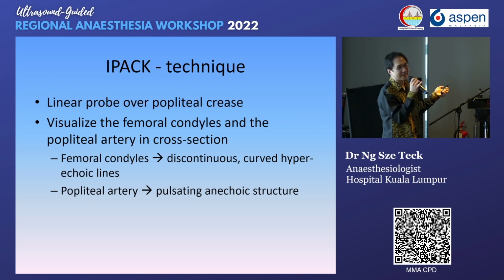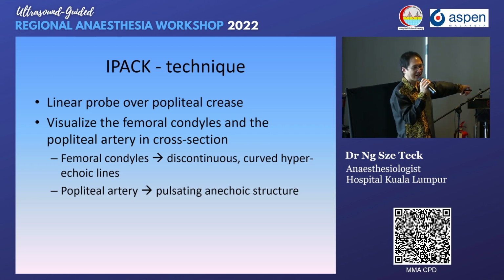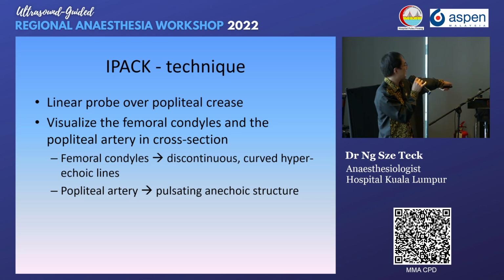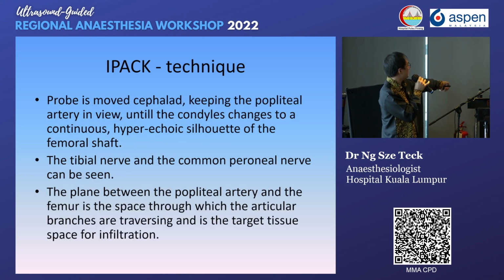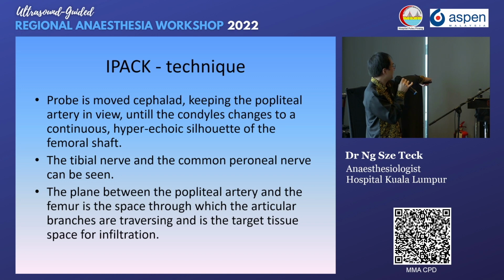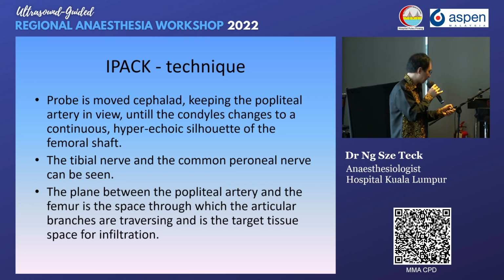Okay, so the first technique they describe is you put a probe over the popliteal crease to visualize the femoral condyle. The femoral condyles are discontinuous curved hyperechoic lines, and then you also can identify the popliteal artery, which is an easy structure to identify, a pulsating anechoic structure. Then from this point, you move your probe carefully until you see the femoral shaft. From the condyle it becomes the shaft. This is the place where they postulate that the tibial nerve will give rise to the articular branch to the posterior capsule of the knee.